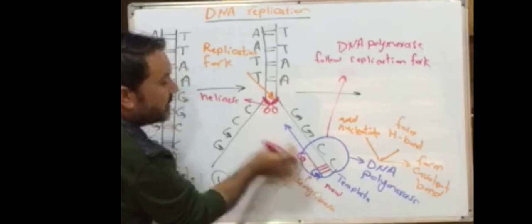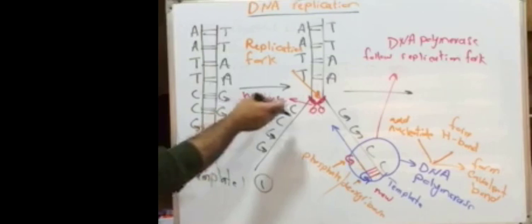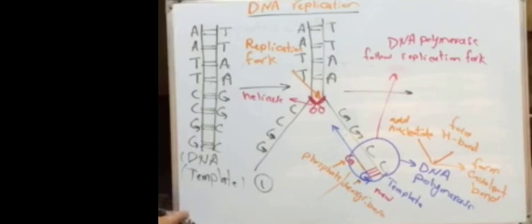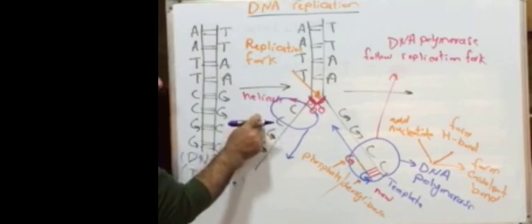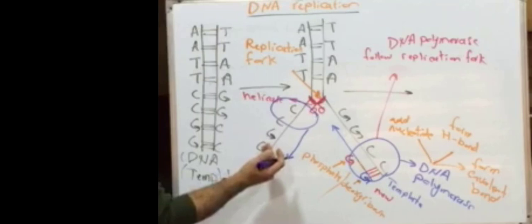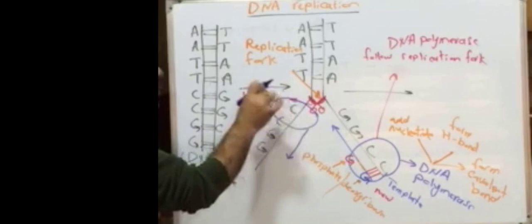While in the opposite strand, it forms a segment of the DNA and then another segment. This segment is called an Okazaki fragment. This segment is formed by DNA polymerase. The DNA polymerase in the opposite strand, the left strand, moves away from the replication fork. What is the meaning of away from the replication fork? It means adding nitrogenous bases or nucleotides to the original strand, away from the replication fork.